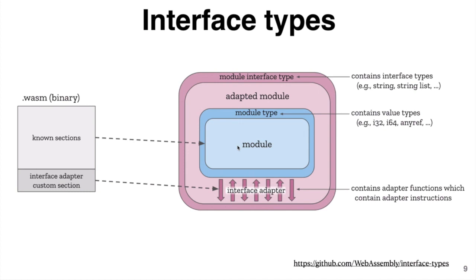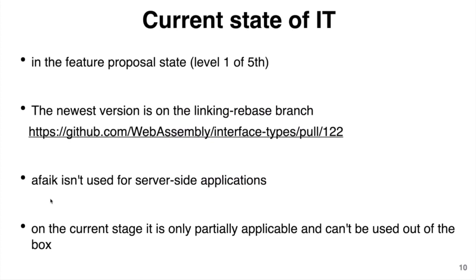So the second takeaway from the slide is that WebAssembly has a binary format divided into sections. Here you can see two types of sections, and there is a so-called custom section. The section doesn't have a specified format, it's just a blob of bytes, and it could have a user-defined format. And now interface types in the proposal should be placed into this custom section. At the moment, interface types is in the feature proposal state. That means it's only at an early stage, because there are five stages, and the feature proposal state is only the first of them.